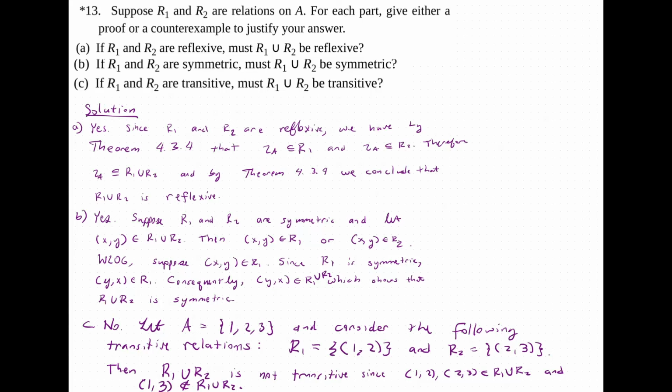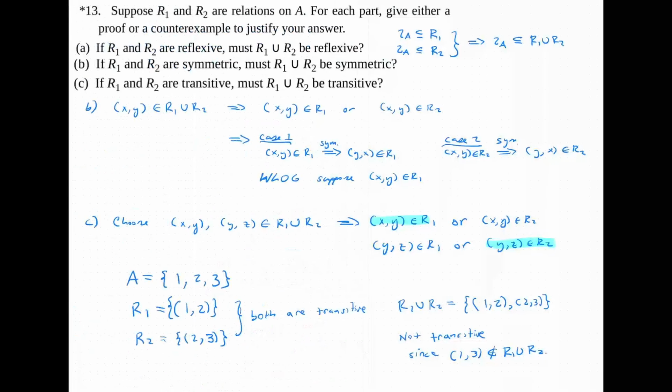And finally, if we consider the set A consisting of 1, 2, and 3, we consider the following transitive relations, R1 and R2, and we give our counterexample, that the union is not transitive since (1, 2) and (2, 3) are in R1 union R2, but (1, 3) is not in R1 union R2.